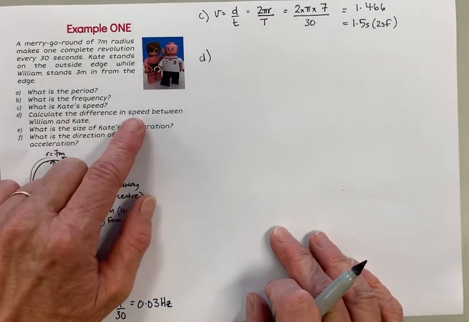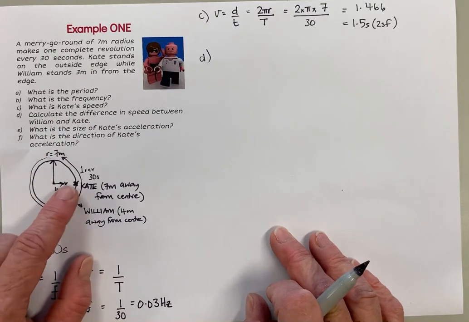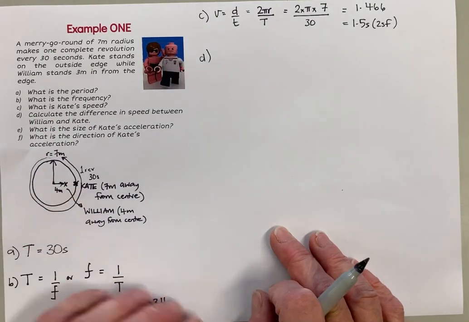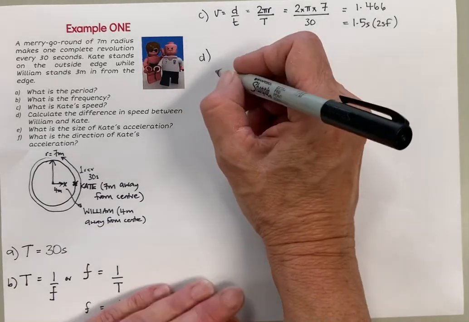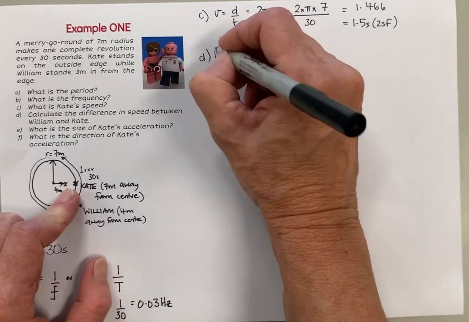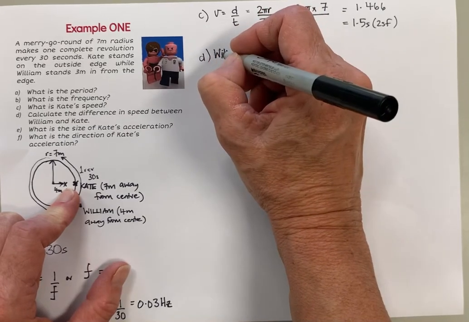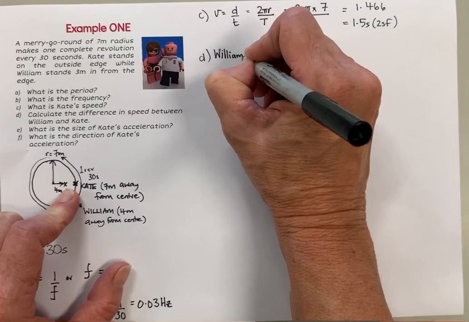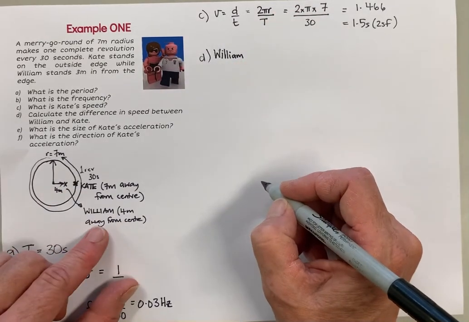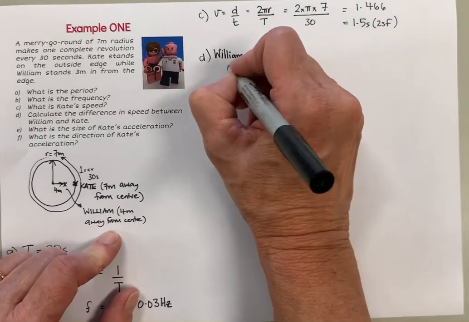Okay, let's have a look at part D. Calculate the difference in speed between William and Kate. This is going to be interesting because I wonder whether one of them is going faster than the other one. Let's have a wee look. So William is standing 3 meters from the edge, or 4 meters from the center.